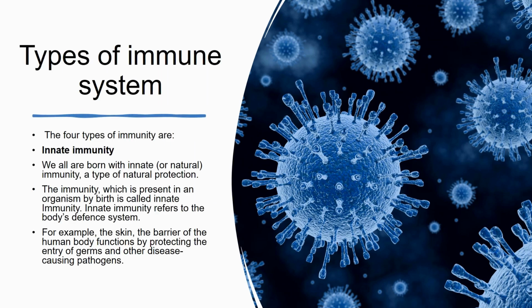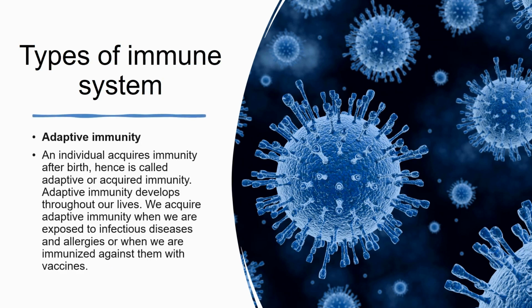Now I will discuss 4 types of immunity. The 4 types of immunity are: innate immunity. We all are born with innate, or natural, immunity, a type of natural protection. The immunity which is present in an organism by birth is called innate immunity. Innate immunity refers to the body's defense system. For example, the skin, the barrier of the human body, functions by protecting the entry of germs and other disease-causing pathogens.